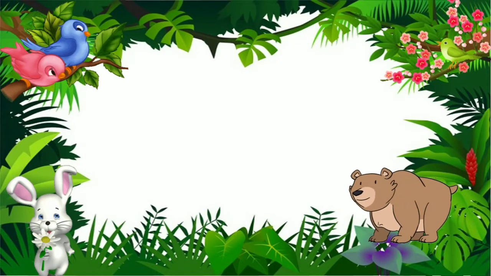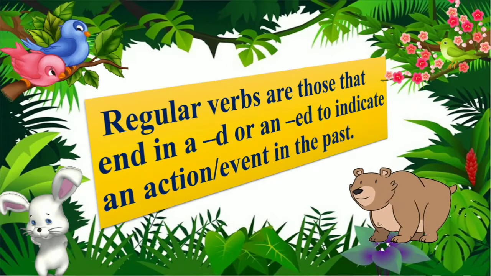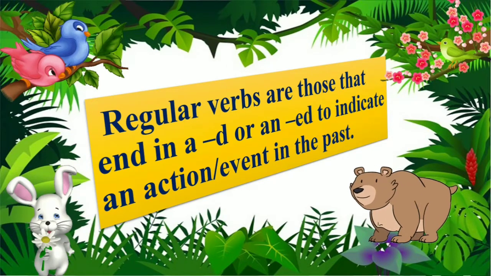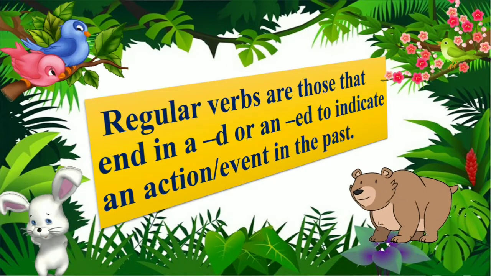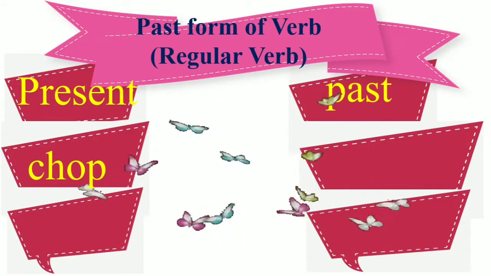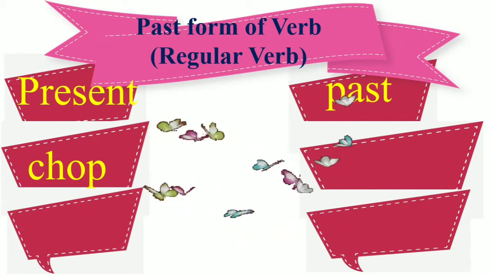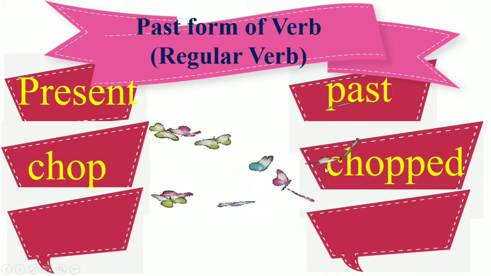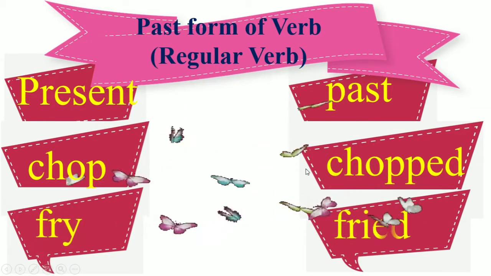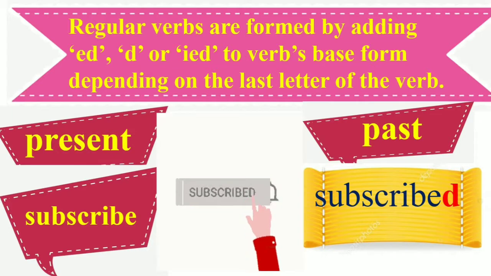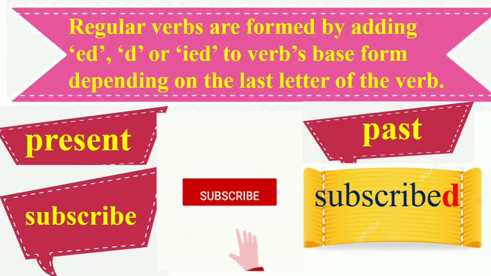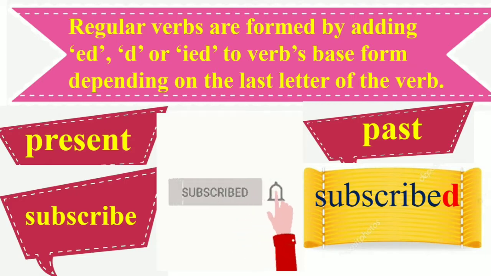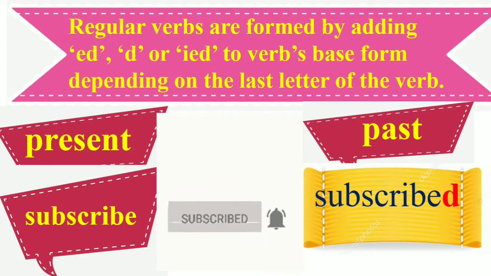So what are regular verbs? Regular verbs are those that end in a D or an ED to indicate an action or an event in the past. For example, chop. The past form of chop is chopped. This is a regular verb as it ends with ed. Then fry, fried. Good. Regular verbs are formed by adding ed, d, or ied to the verb's base form depending on the last letter of the verb.